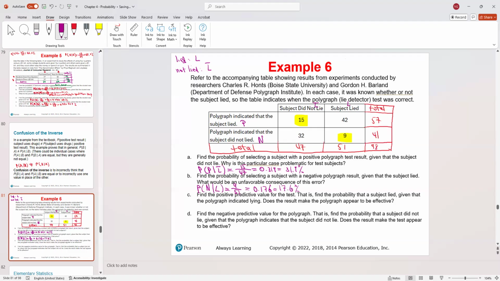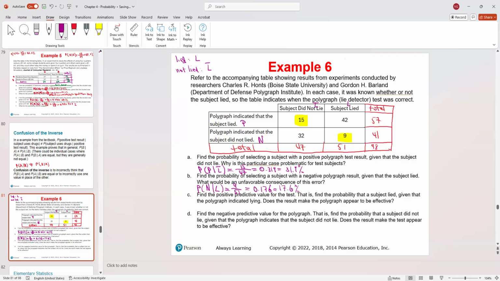Again, the same question: what would be an unfavorable consequence of this error? Remember, they said probability of selecting a subject with a negative polygraph. While you already know the subject lied, you want the polygraph to show negative, but you already know the subject lied. So in this case, the subject appears to be truthful when telling a lie. The subject would receive undeserved credibility, right? So that's not fair. Let's go with the next one.